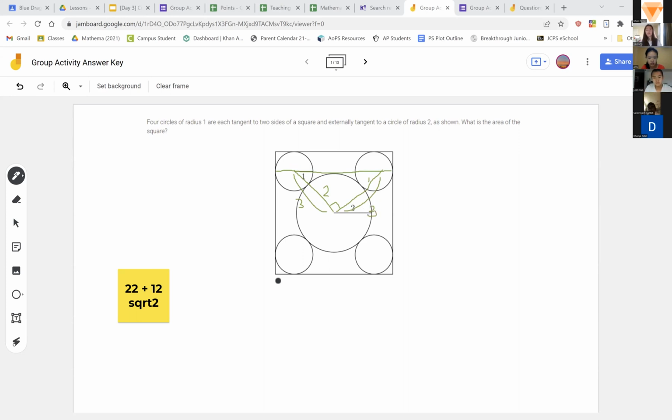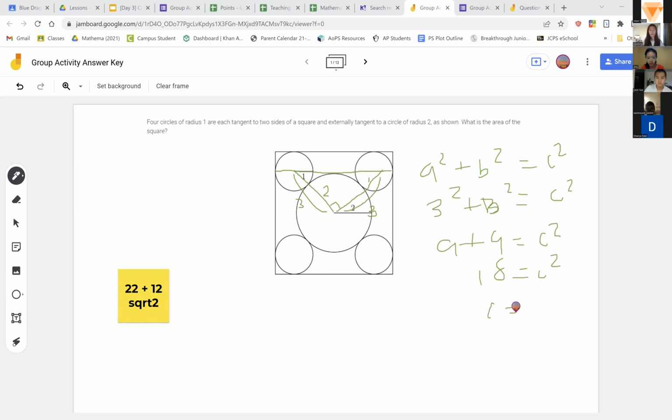So then I guess we can use the Pythagorean theorem since we haven't gone over special triangles. So a squared plus b squared equals c squared. So 3 squared plus 3 squared equals c squared. 9 plus 9 equals c squared. So 18 equals c squared. So c equals the square root of 18, which is the same thing as 3 root 2.